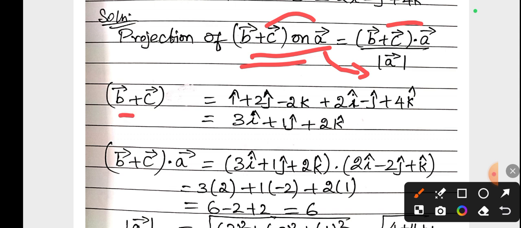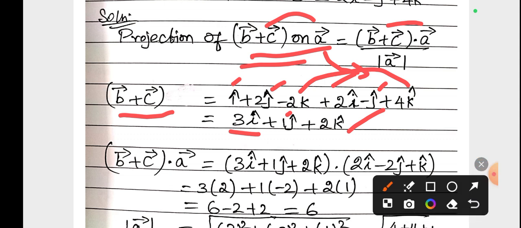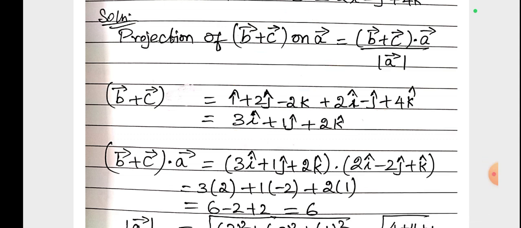Then find b plus c. Add i cap and 2i cap, you add and get 3i cap. 2j cap and minus j cap, you subtract and get plus j cap. Minus 2k cap and 4k cap, you subtract and get plus 2k cap. Clear? Check mark. After that, b plus c vector dot a vector.